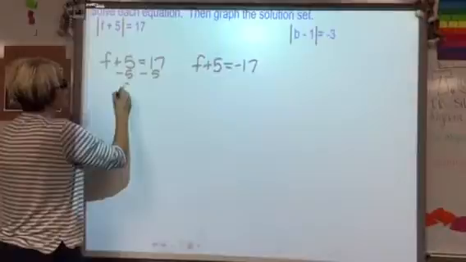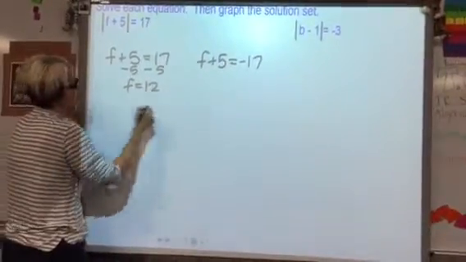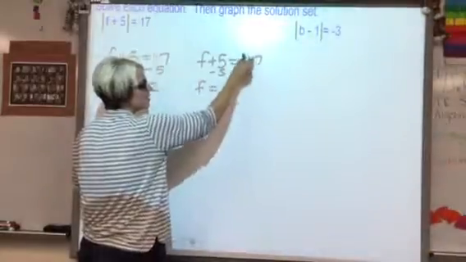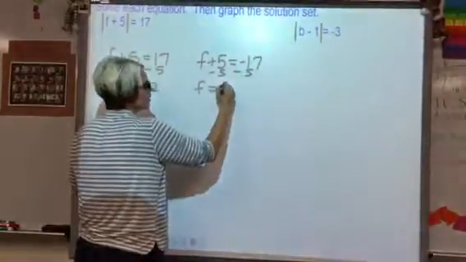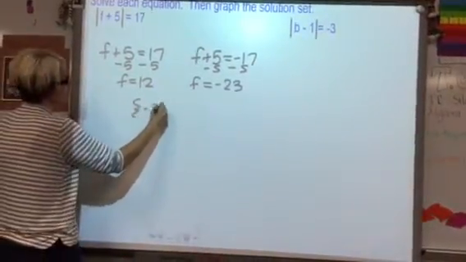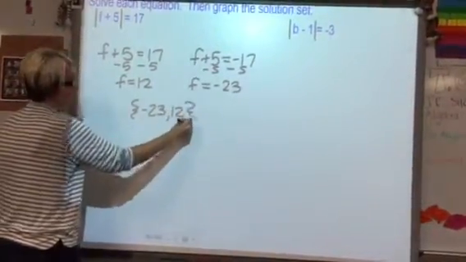Subtract 5, and I get f is equal to 12. Subtract 5, and I get f is equal to, if we add this together, because they're both negative, it'd be -23. So your solution is -23 and 12.